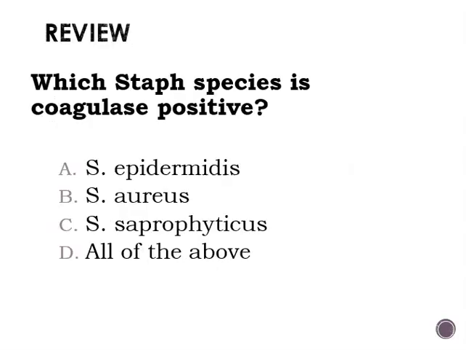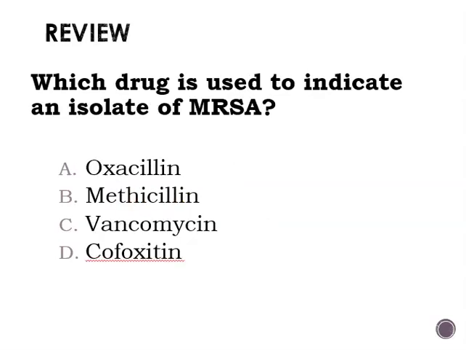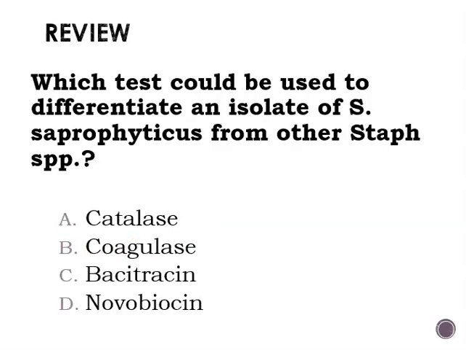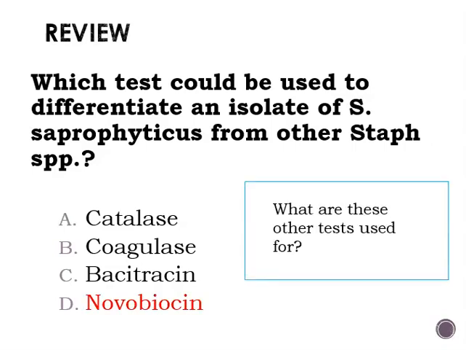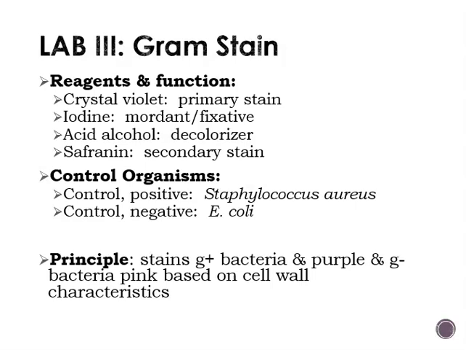Okay, a few little review questions here. Which staph species is coagulase positive? The only one that is coagulase positive is Staph aureus. Which drug do we use to indicate an isolate as MRSA? It used to be methicillin, then we switched to oxacillin, but now we use cefoxitin. Which test could be used to differentiate an isolate of Staph saprophyticus from other staph species? That's the novobiocin test.